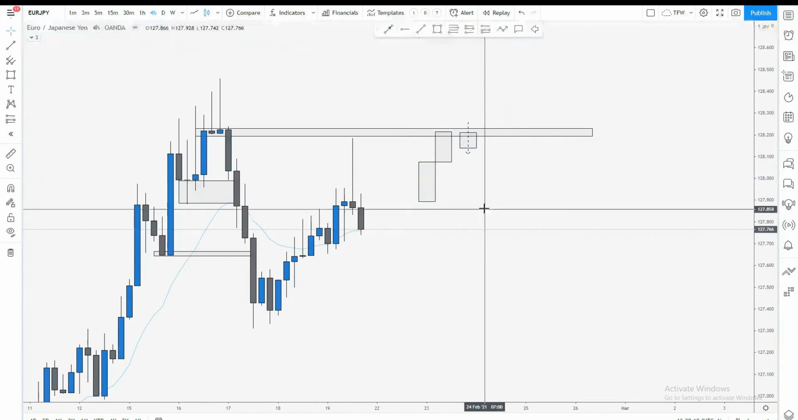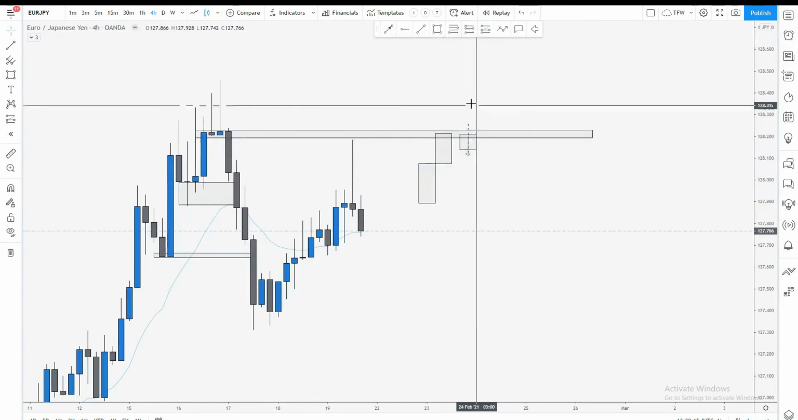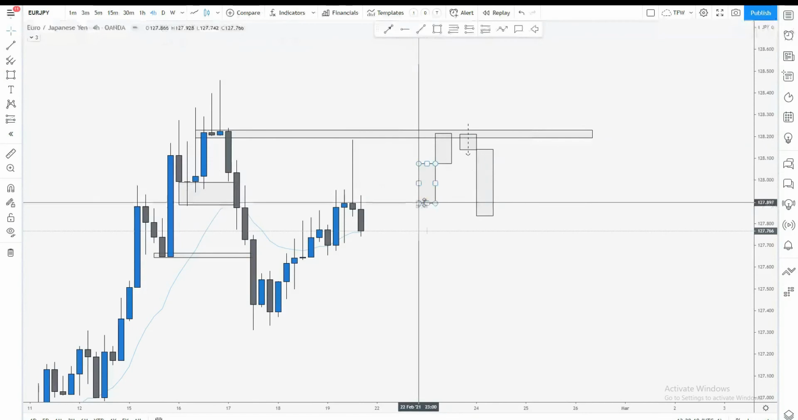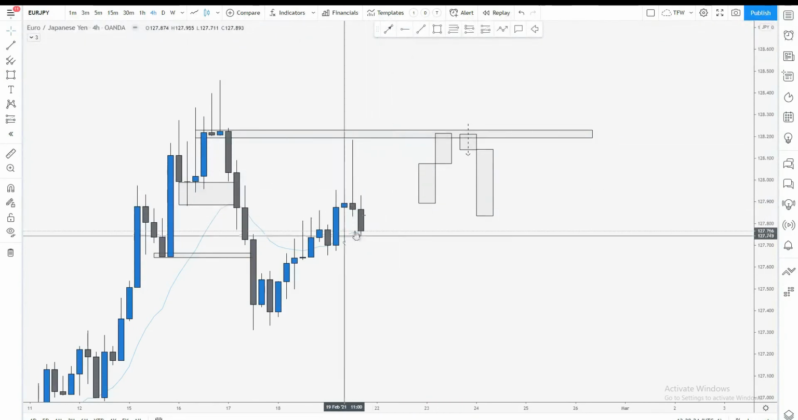Okay, so we have something like this. We open, we push to the upside, we push to the upside again, then this candle rejects, and then we have a strong bearish engulfing candle that actually closes below the open of this first one. So this is how I am imagining this on the hourly time frame.